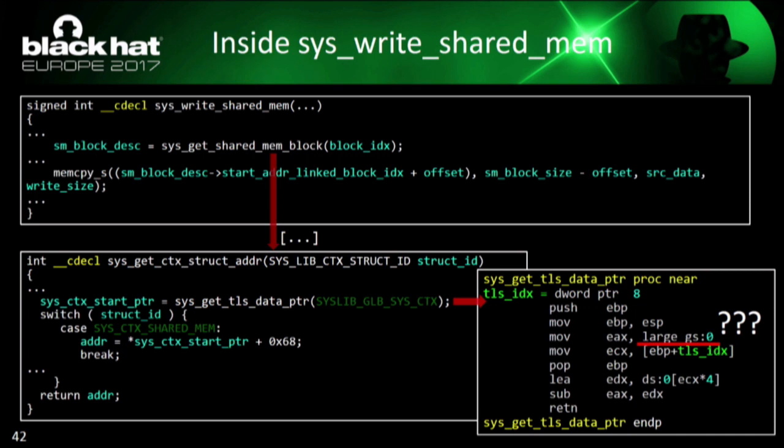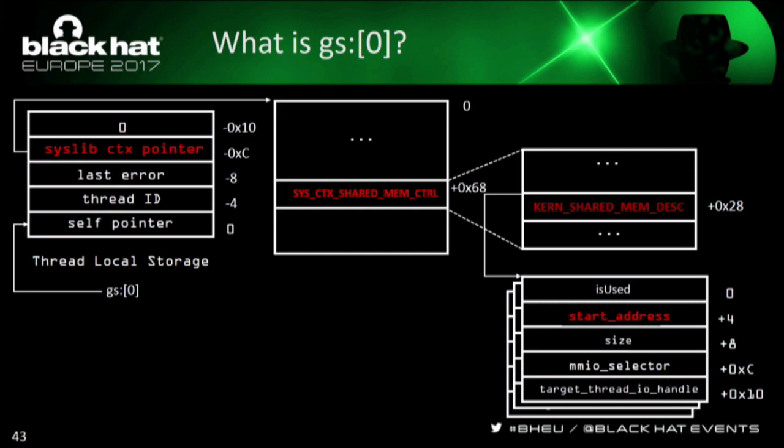So, where does this syslib context structure come from? As you can see, it comes from something pointed to by the G0 construction. So the main question now is, what is pointed to by G0? We found the answer to this question by completely reverse engineering the kernel module of the firmware. And it is nothing else than thread local storage.